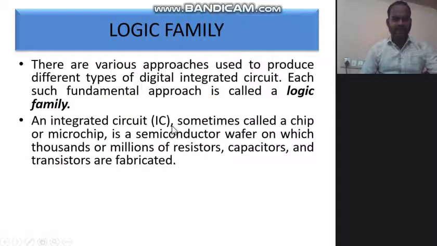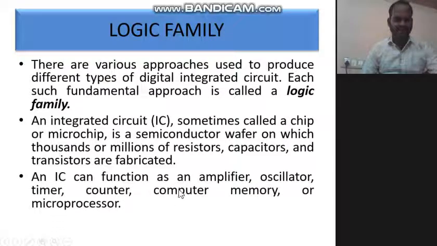An integrated circuit, or IC, sometimes called a chip or microchip, is a semiconductor wafer on which thousands or millions of resistors, capacitors, and transistors are fabricated. That is nothing but an integrated circuit. An IC can function as an amplifier, oscillator, timer, counter, computer memory or microprocessor, based on the developed IC. The digital ICs operate with binary signals.